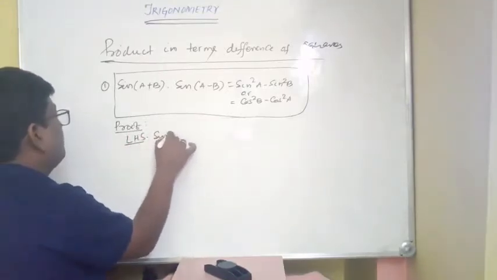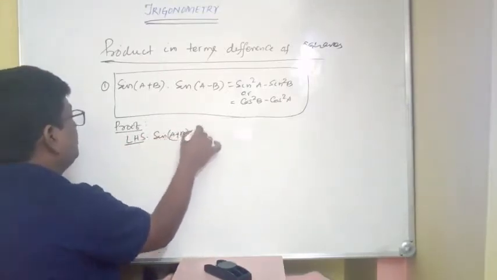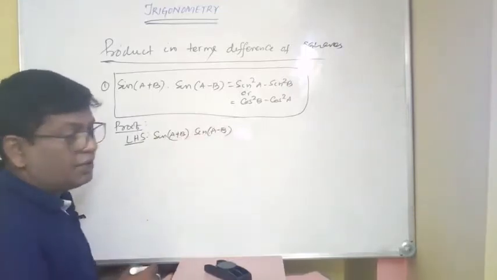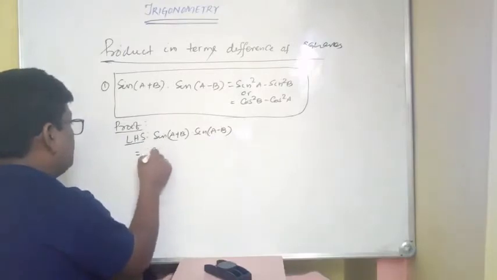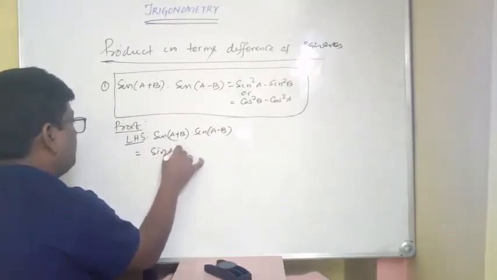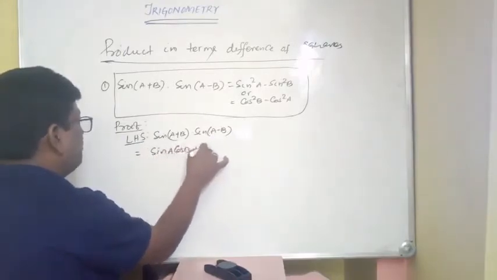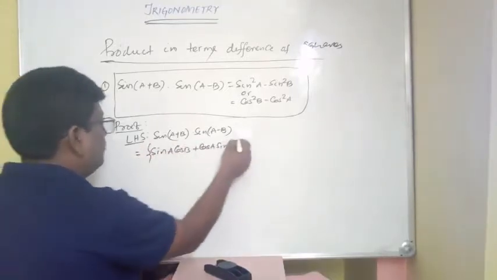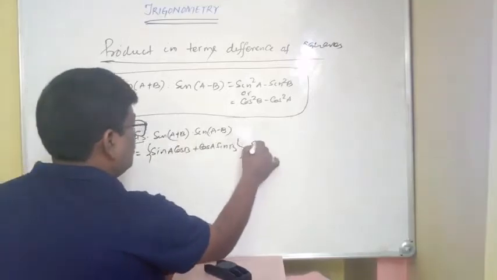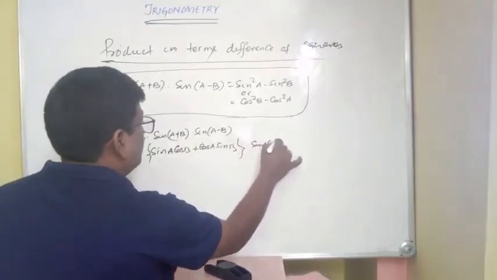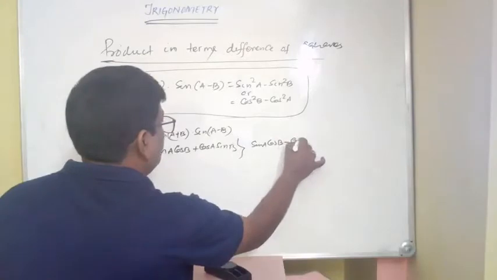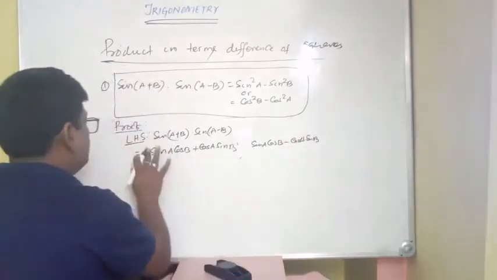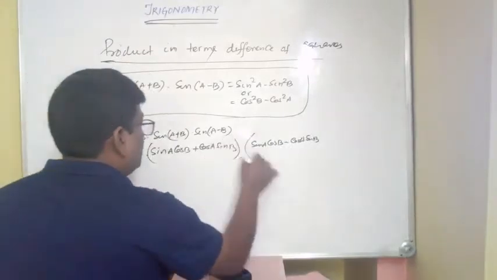This is sin(A+B) into sin(A−B). Apply the formula sin(A+B), which is sin A cos B plus cos A sin B. This is one term. Another term is sin A cos B minus cos A sin B. This is one term and this is another term.